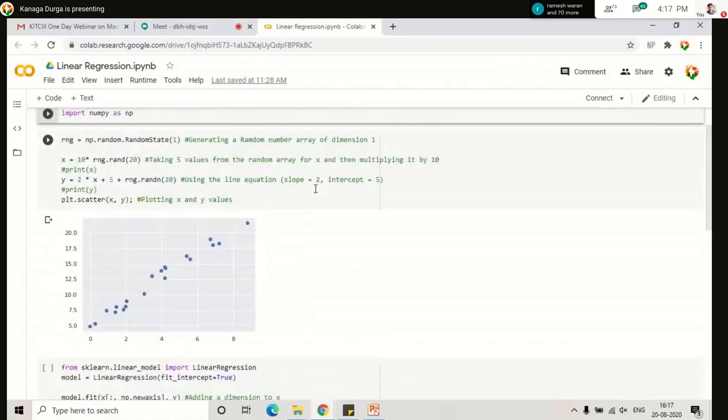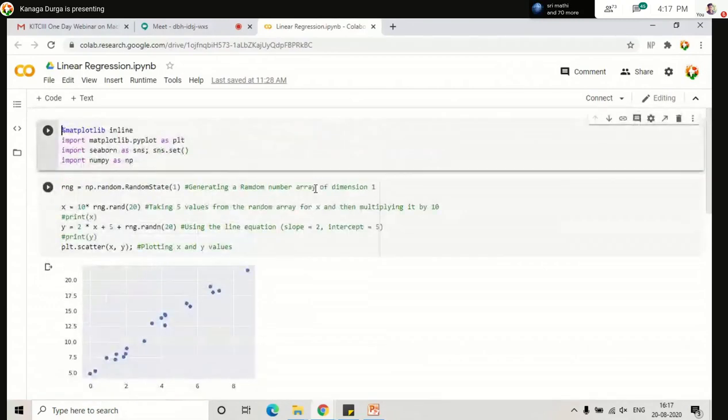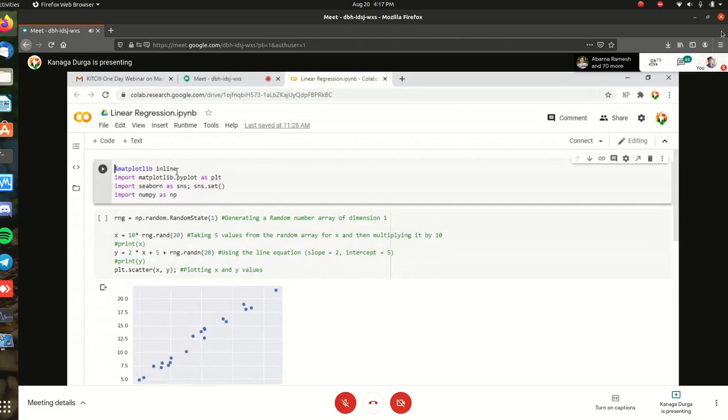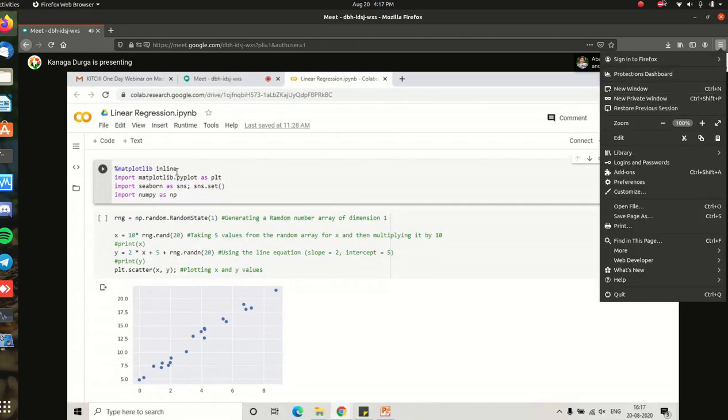Okay, so this is the code for the algorithm. Let me quickly tell you what linear regression is. Linear regression is nothing but you have data which varies linearly.